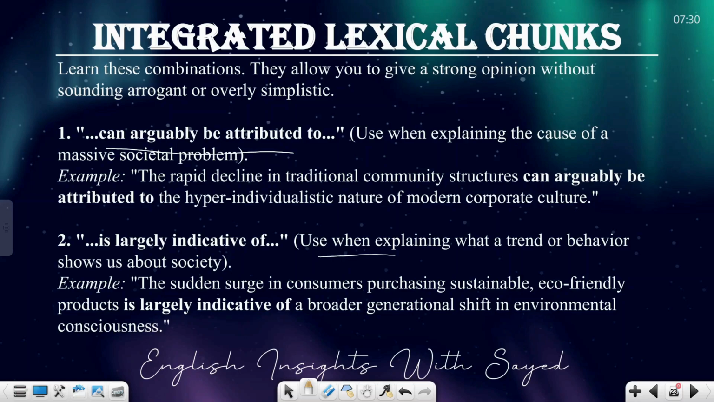When will you use this? Use it when explaining what a trend or behavior shows us about society. "The sudden surge," surge means rise, "The sudden surge in consumers purchasing sustainable, eco-friendly products is largely indicative of a broader generational shift in environmental consciousness."